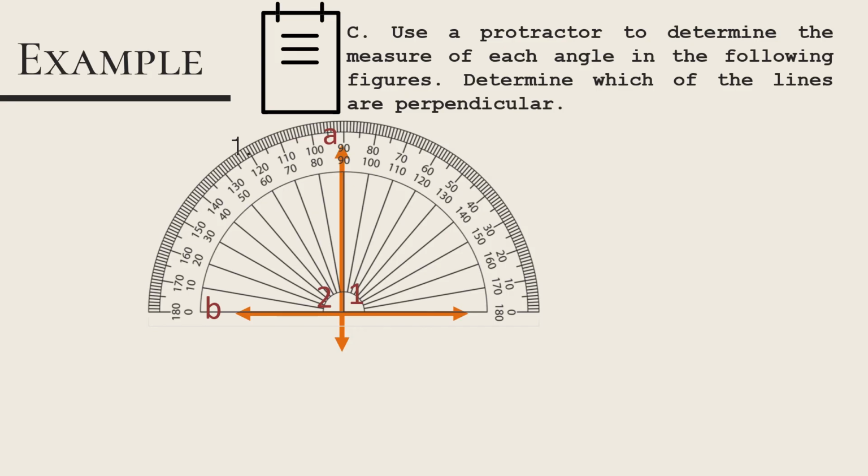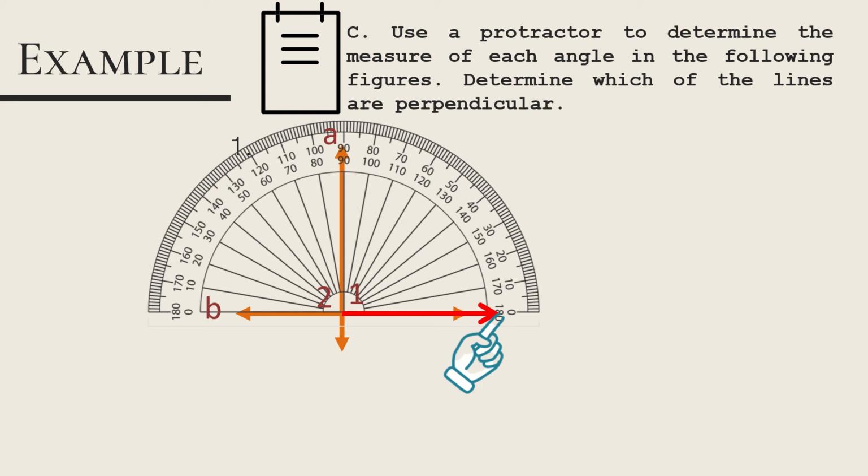Then, line up one side of the angle with the zero line of the protractor where you see the number 0. And then, read the degrees where the other side crosses the number scale. Take time to read from the right set of numbers.